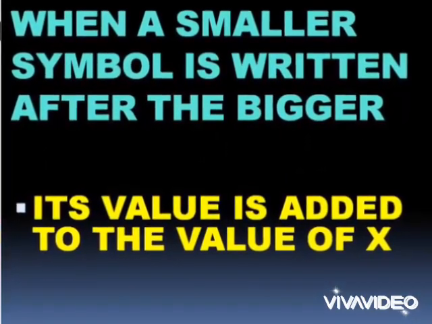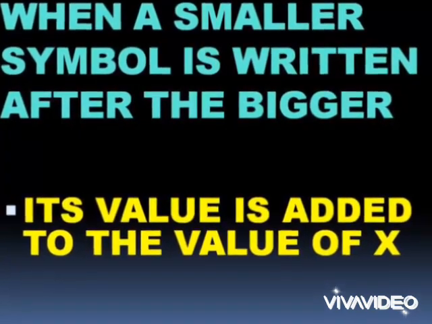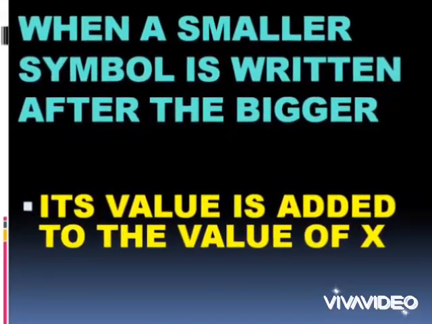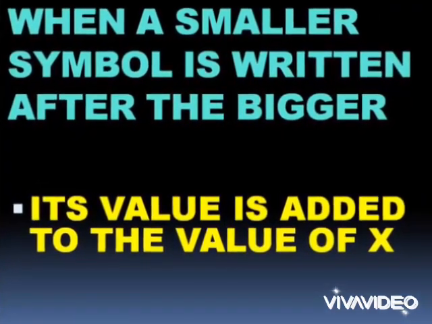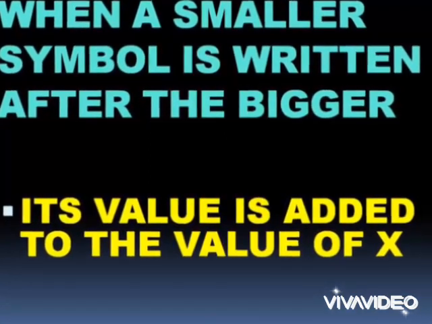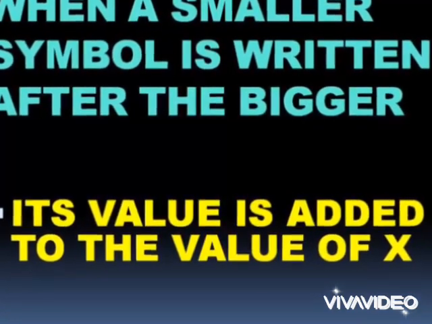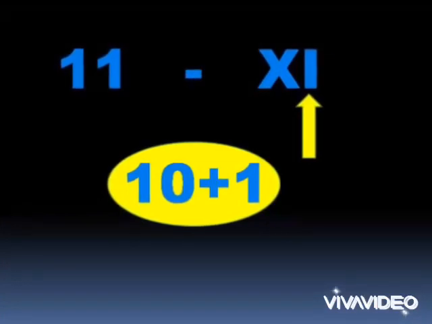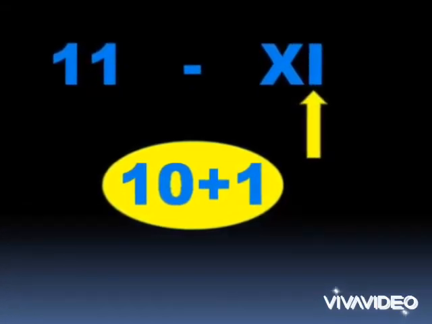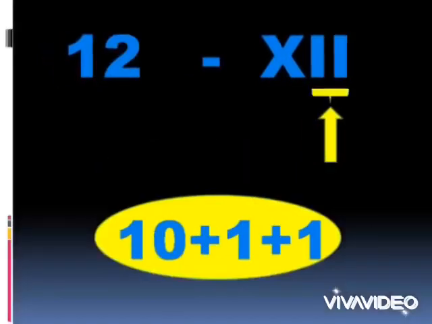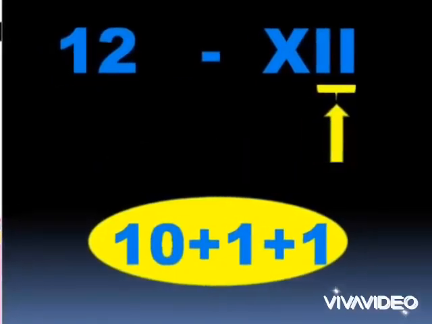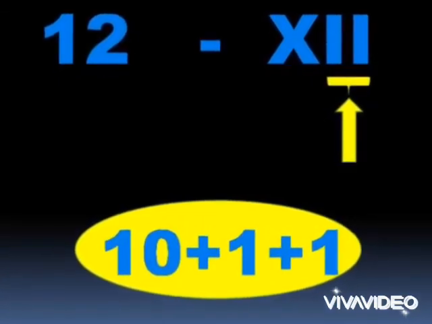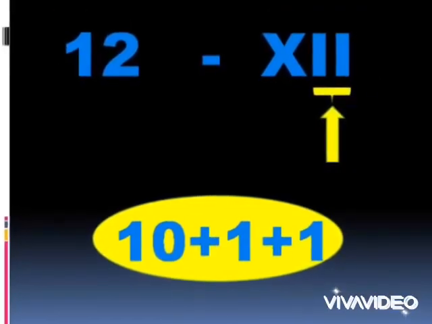When a smaller symbol is written after the bigger, then its value is added to the value of the symbol which is written on its left. So when we write any symbol after X, its value is added to the value of X. Let us learn how. 11 is represented as XI. So 1 is added to 10. So XI represents 11. Similarly, XII represents 12. Why? Because 2 is added to 10. That makes it 12.